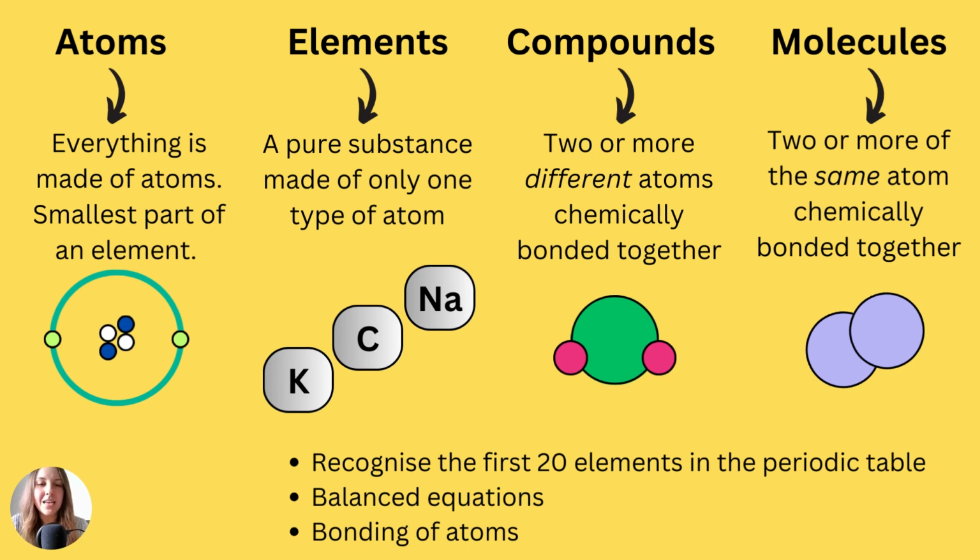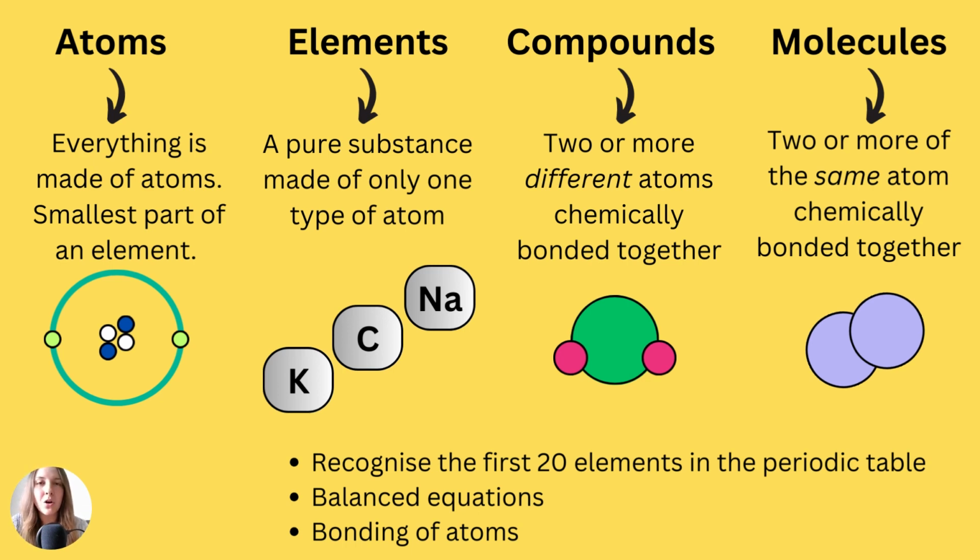For the GCSE exam, you will be given a periodic table, and you need to be able to recognize the first 20 elements that are there. And this is very useful when balancing equations, looking at bonding. It also is useful for the biology topics as well.